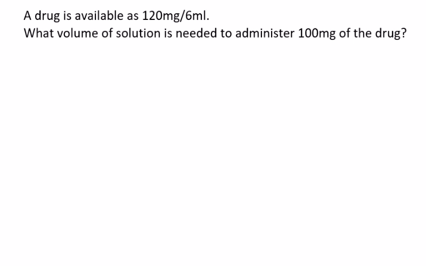A drug is available as 120 milligrams per 6 mils. So the clue here is we have two quantities, a ratio, that slash meaning per, showing the concentration of the drug, and the keyword available. So that means our have is that set of quantities. The question says what volume of solution is needed to administer 100 milligrams of the drug. Keyword administer, so that means that quantity is what we want to give to the patient.